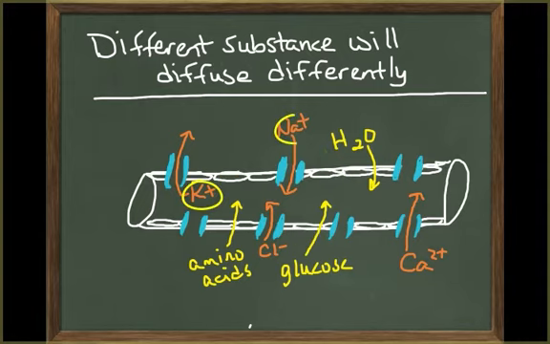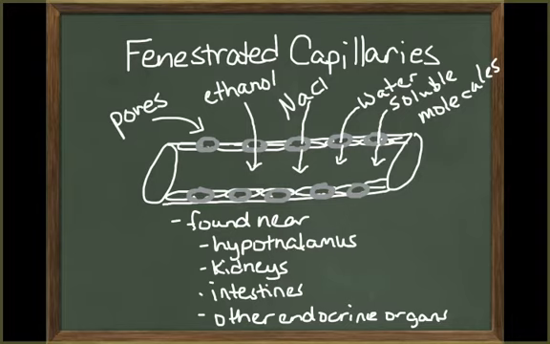Ions such as potassium, sodium, calcium, and chloride diffuse across the endothelial cells through channels in the plasma membranes. Large water-soluble compounds are unable to enter or leave the bloodstream except at fenestrated capillaries. Fenestrated capillaries are at the hypothalamus, the kidneys, other endocrine organs, and the intestinal tract, and are the only place for these large water-soluble compounds to enter or leave the bloodstream.